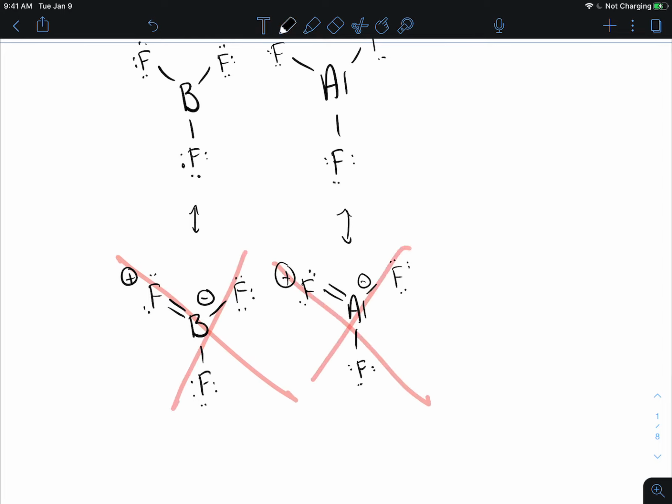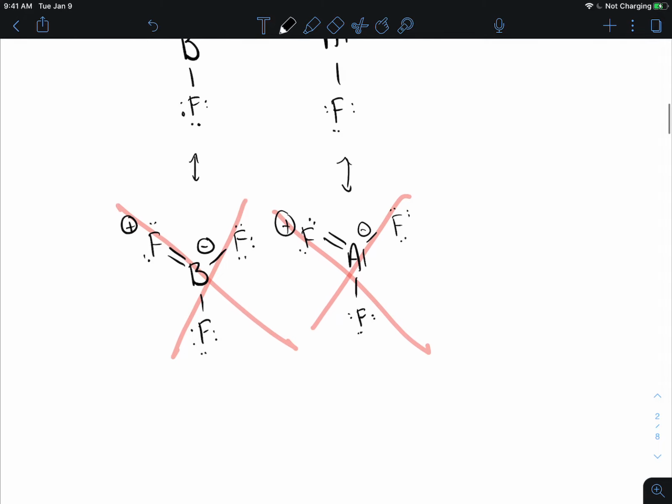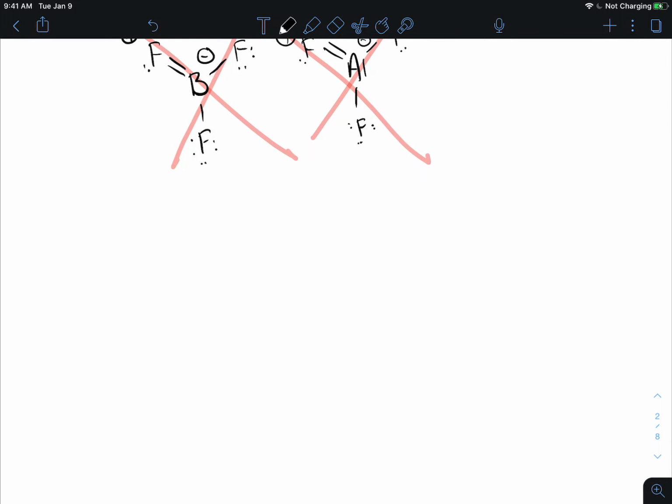Okay. So generally, if you are filling the octet of a central atom, and that results in a negative charge on the central atom, and a positive charge in the peripheral atom, and you have the option to not fill it because it's aluminum, boron, helium, or hydrogen, then don't fill it. Just leave it lacking an octet.